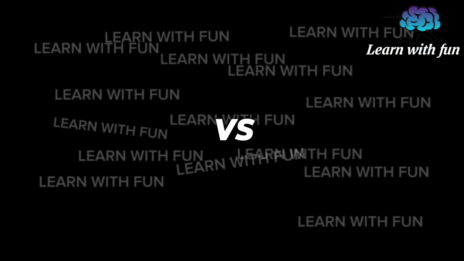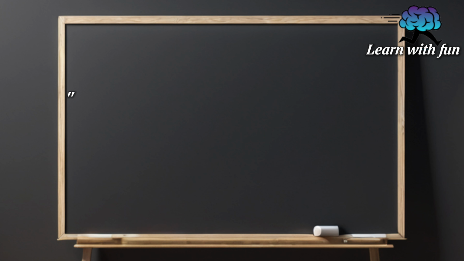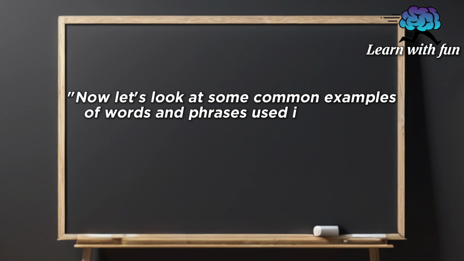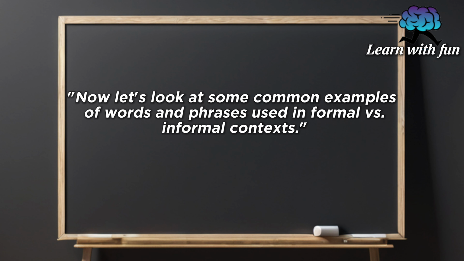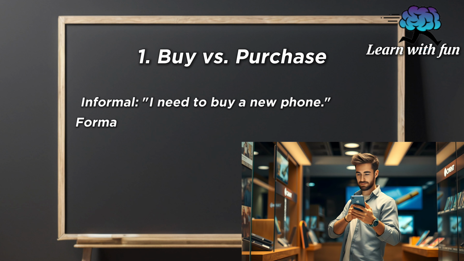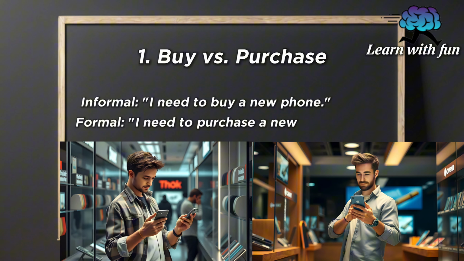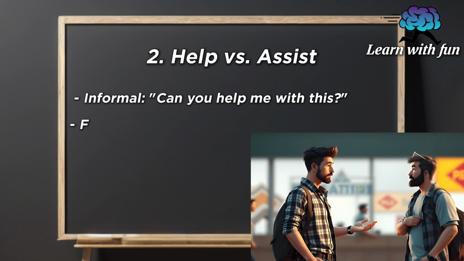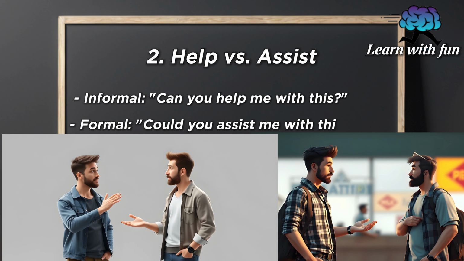Examples of formal versus informal words. Now let's look at some common examples of words and phrases used in formal versus informal contexts. 1. Buy versus purchase. Informal: I need to buy a new phone. Formal: I need to purchase a new phone. 2. Help versus assist. Informal: Can you help me with this? Formal: Could you assist me with this?